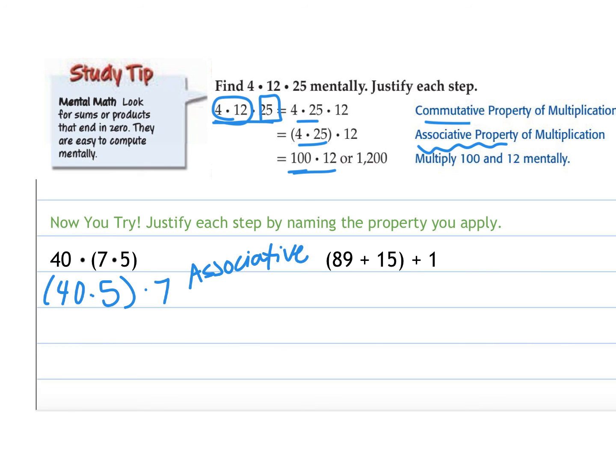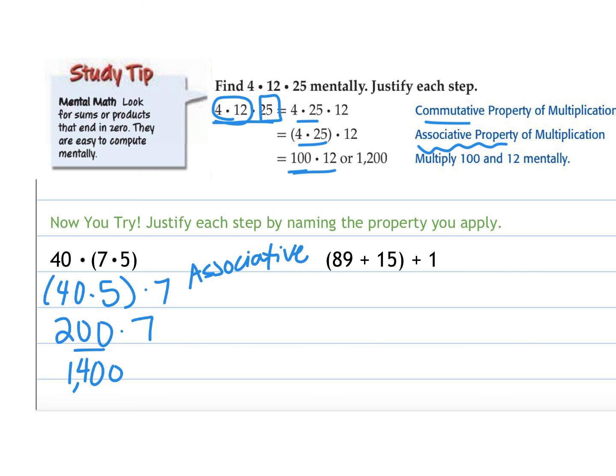So 40 times 5, I'm going to take the 0 off. 4 times 5 is 20. Add a 0 back on for the one I took off. And now we're going to take that times 7. And I can still do this in my head. I know that 2 times 7 is 14. And then I just have to include those 2 zeros. So there we go. I solved that in my head. Where if I had, again, done the 7 times 5 first, I would have then had to figure out 40 times 35. Not so easy.